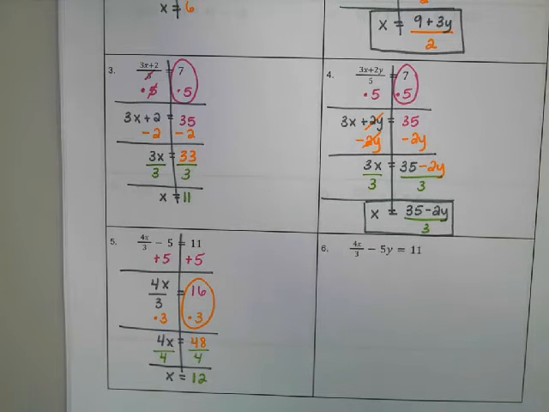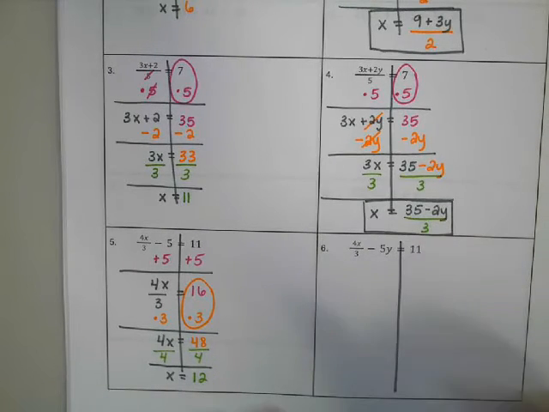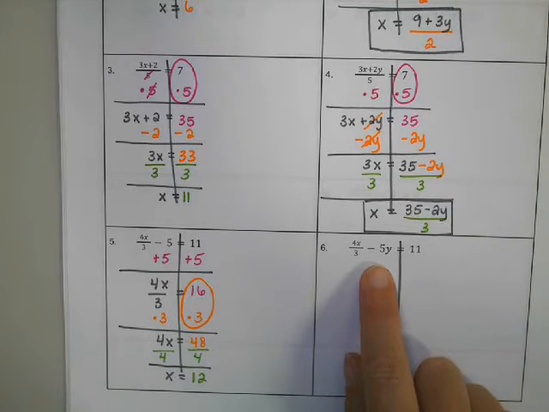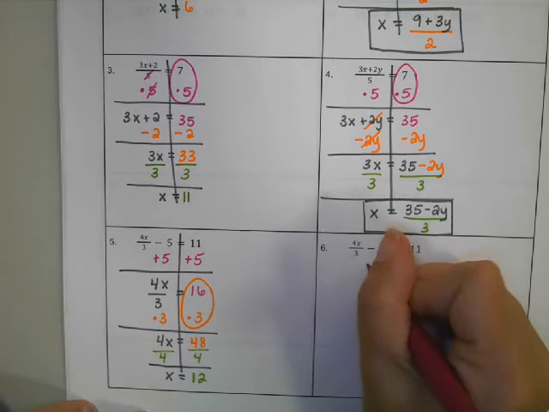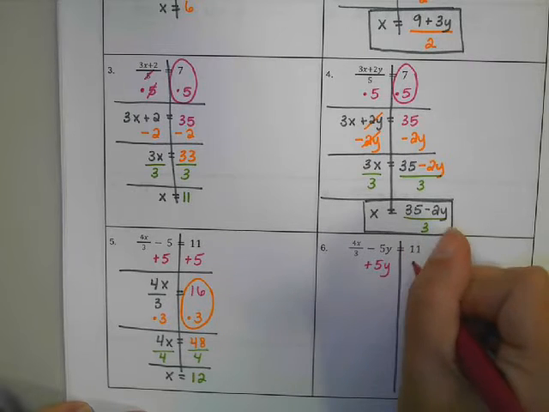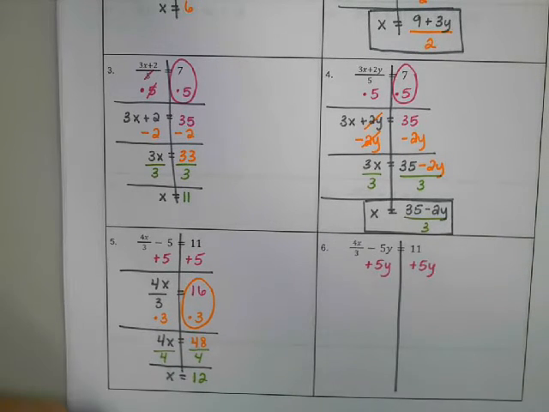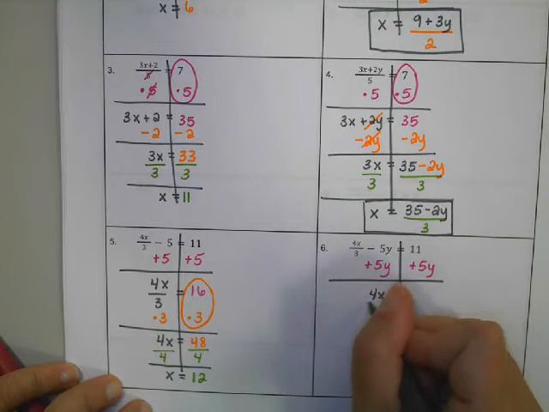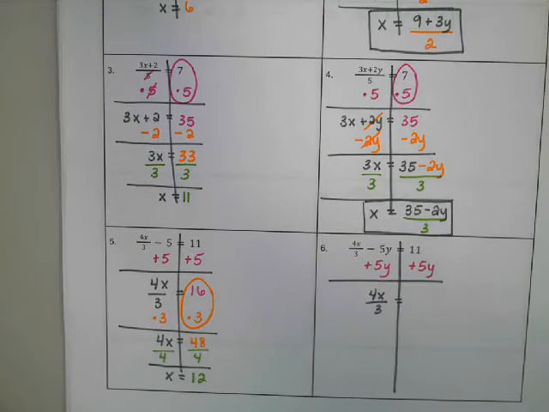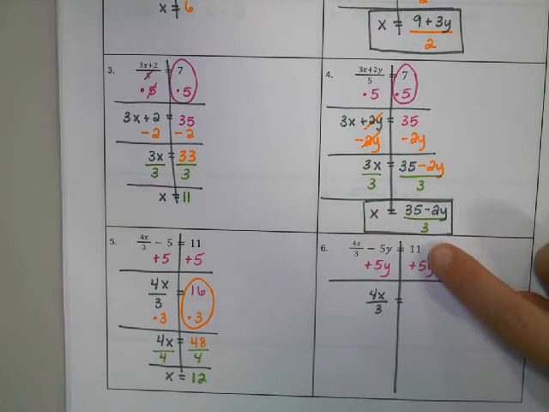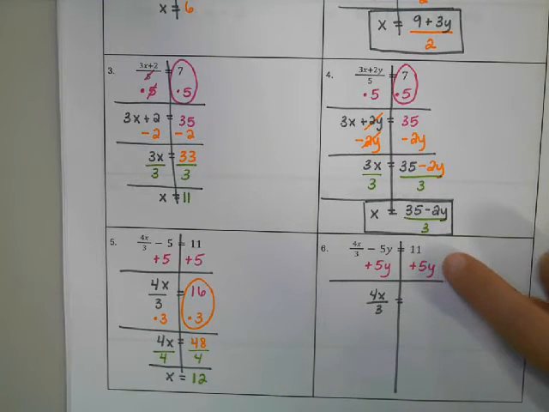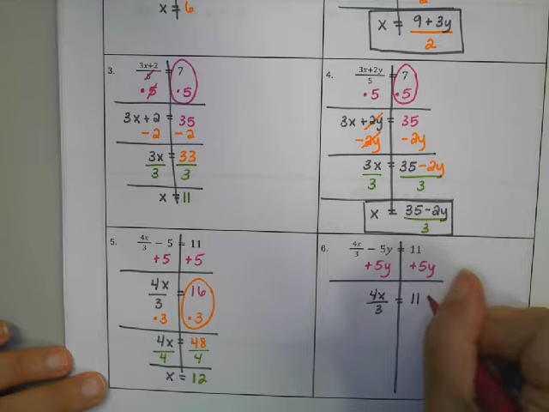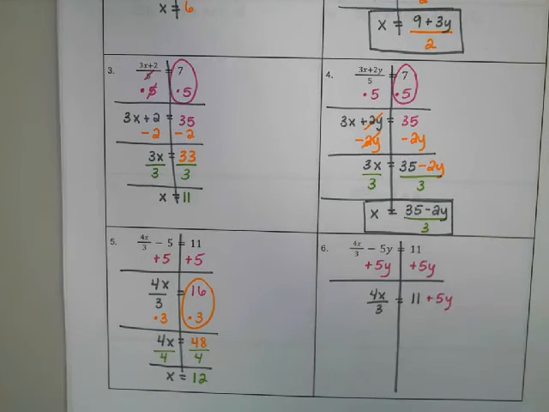For problem number 6, you'll notice it's a very similar problem. The only difference is that instead of minus 5, we have minus 5y. So in order to solve this problem, I'm actually going to start by adding 5y on both sides. I'm not just adding 5, I'm adding 5y because those are attached to each other. It's all one term. Now, I don't know what y is, and 11 doesn't have a y, so these two terms are not like terms, which means I'm not going to simplify, I'm just going to copy them both down and put them next to each other.